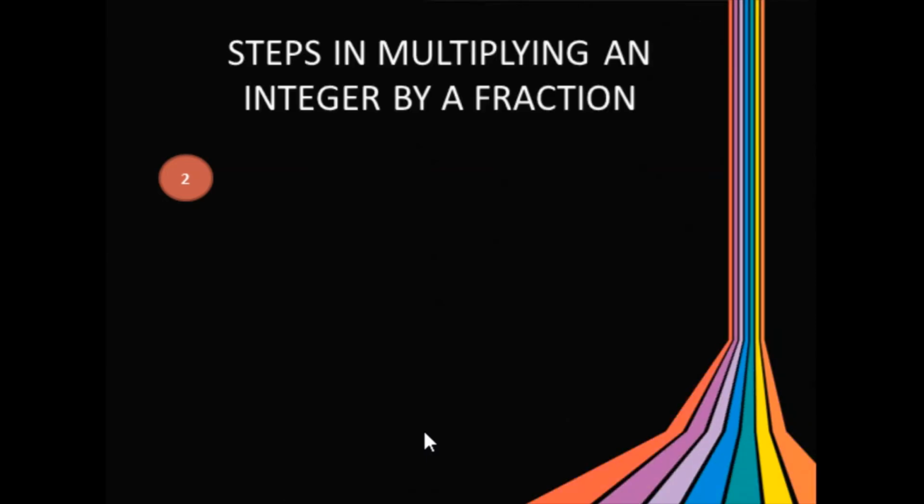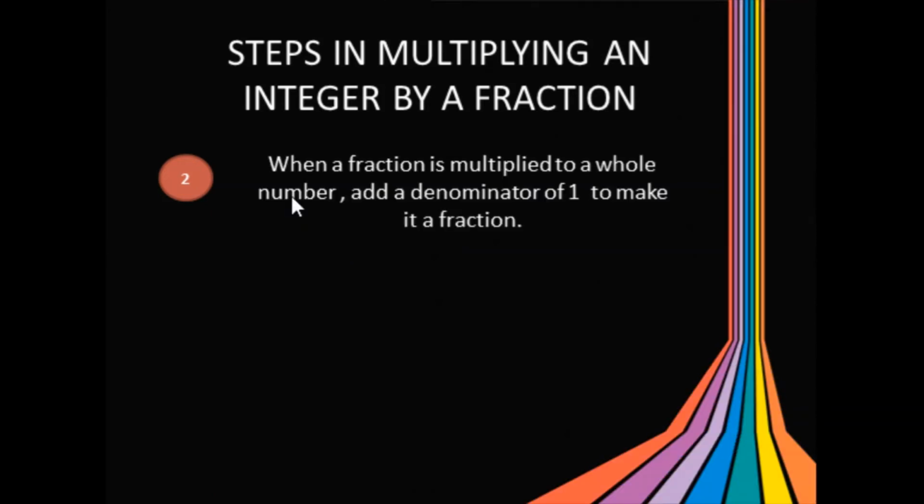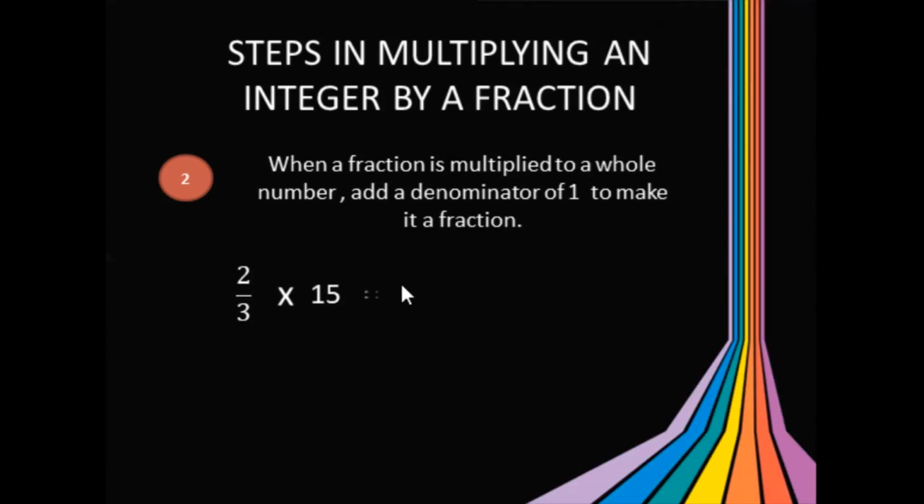Okay, step 2. After you have written the fractions and the integer, you have to remember this one. When a fraction is multiplied to a whole number, add a denominator of 1 to make it a fraction. You look at this one. 2/3 times 15 equals question mark.